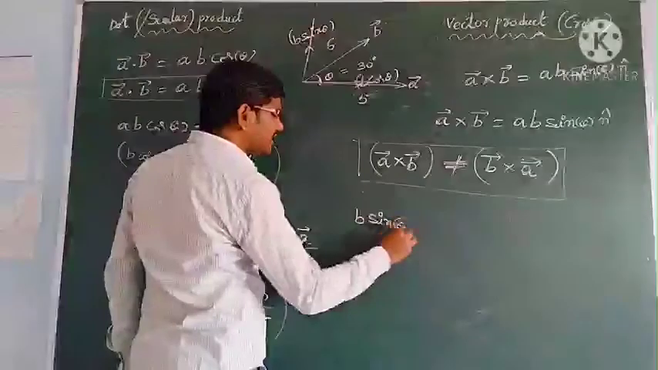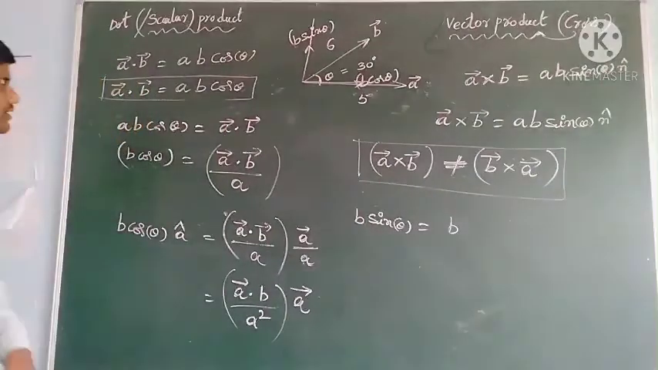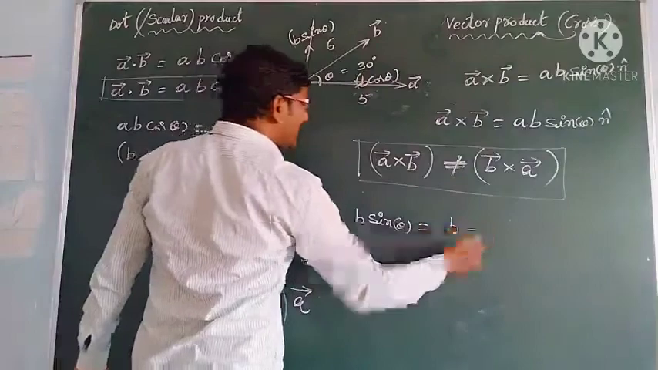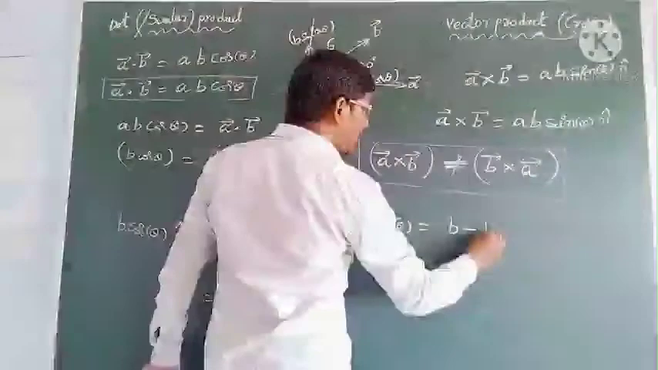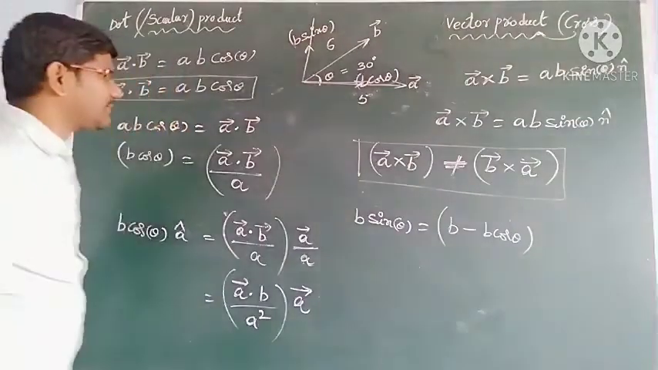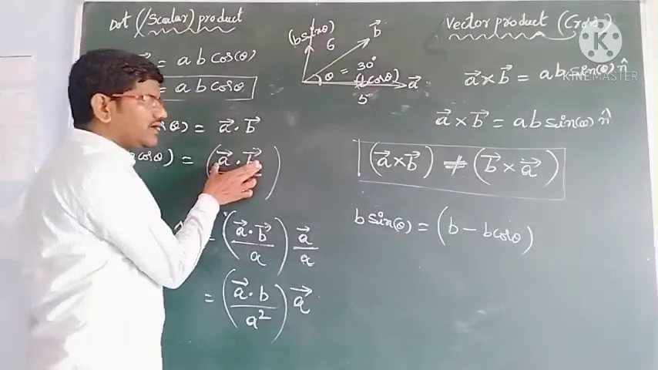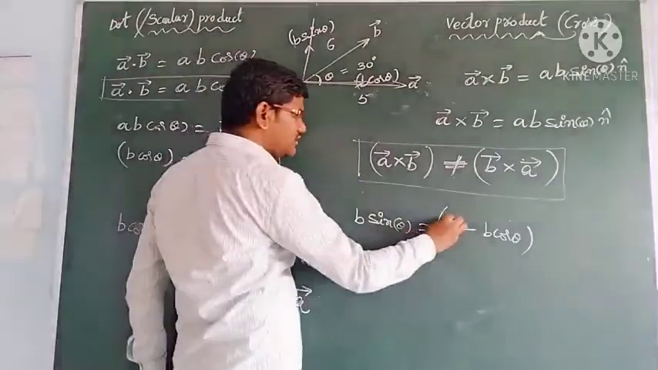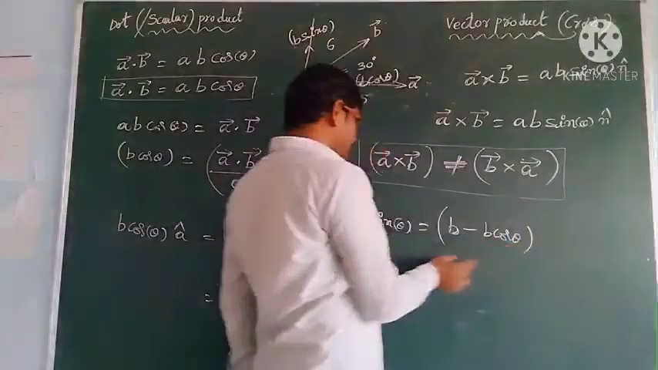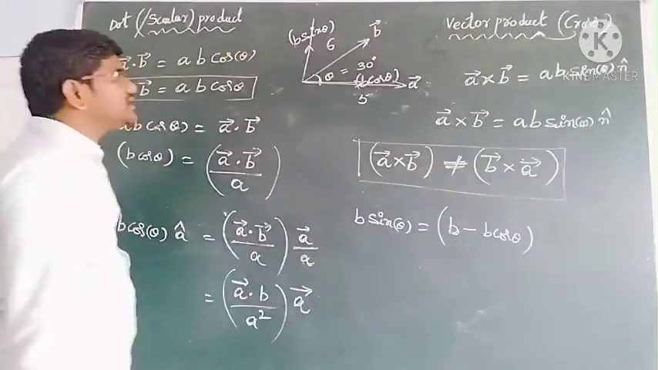So B sin theta, how do I get it? From the B bar vector. Okay, so we have the magnitude of B, and from this B you subtract B cos theta. You subtract B cos theta. Okay students, then you will get B sin theta only. This is the original vector B, its magnitude you have, and you are subtracting B cos theta, then you will get B sin theta.